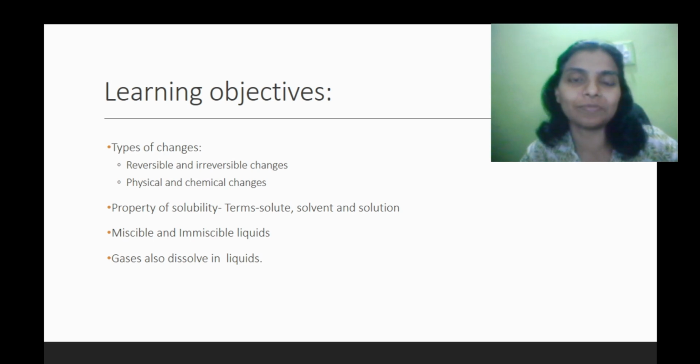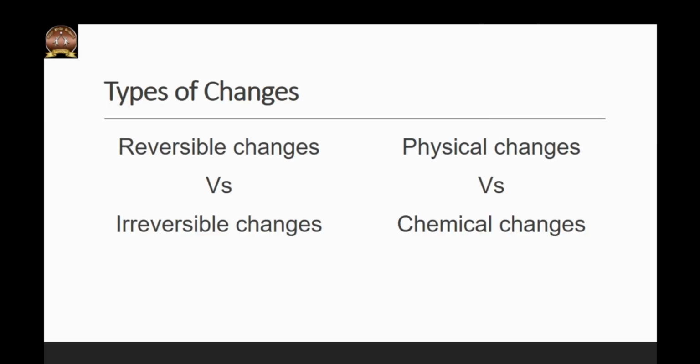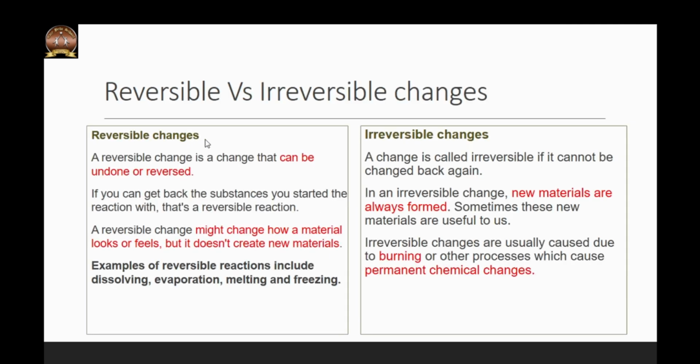Let's get started. So, as I just mentioned, we'll be learning about two classifications of changes: reversible changes and irreversible changes, physical changes and chemical changes. Let's take a closer look at each of these. Reversible changes are changes that can be reversed or undone. If you can get back the substances you started the reaction with, then that is a reversible reaction. A reversible change might change how a material looks or feels, but it doesn't create new materials.